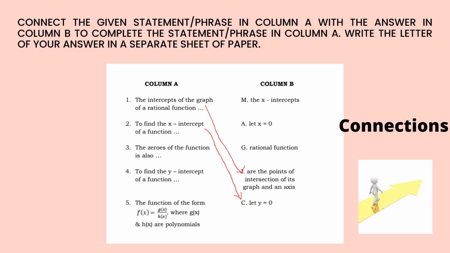Next is the zeros of the function, it is also called the x-intercepts. Next, to find the y-intercept of a function, what are we going to do? We are going to let x be equal to 0. And last, the function of the form f of x is equal to g of x all over h of x, where g of x and h of x are polynomials, is called a letter G, rational function.